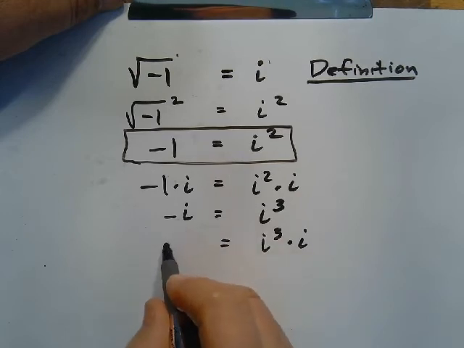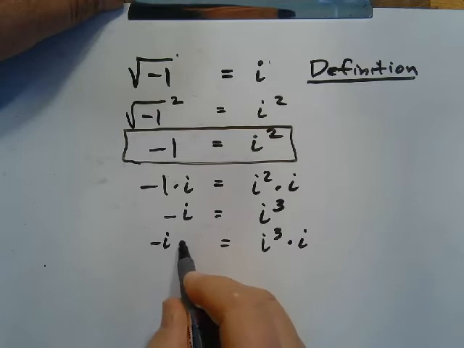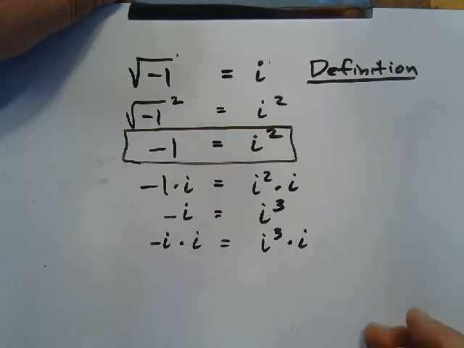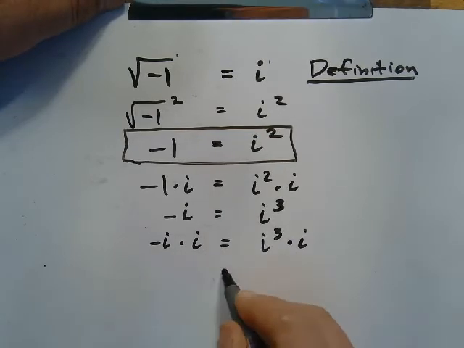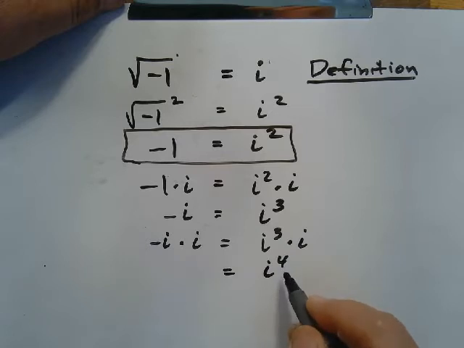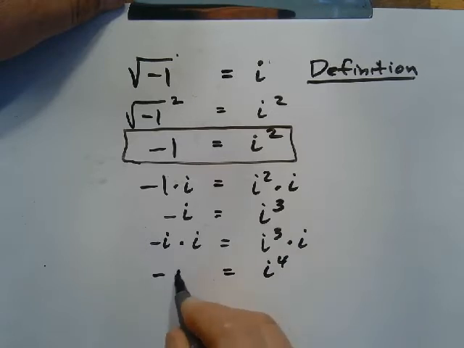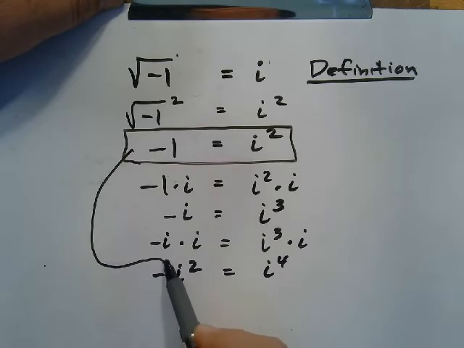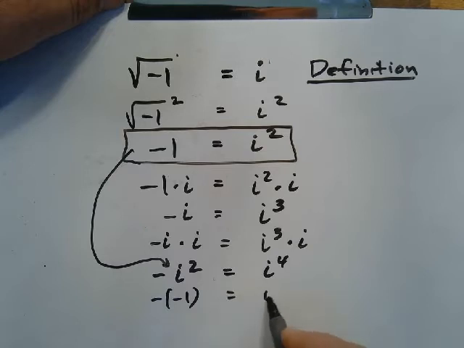I'm going to multiply both sides by i. So -i times i. I've just multiplied both sides by i. On the right I get i to the 4th, and over here I get -i squared. Well, what is -i squared? What is i squared? i squared is -1. So we put in -1 for i squared, and i to the 4th is equal to +1.